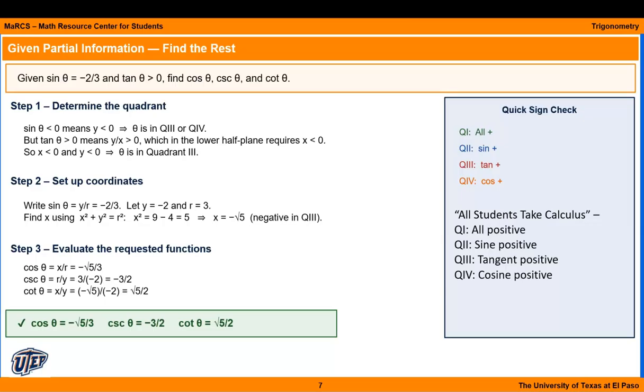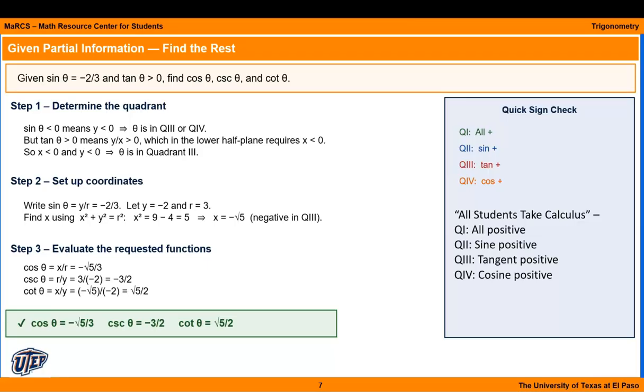Now let's work with partial information. Suppose we are given sine of theta is equal to -2 over 3, and tan of theta is greater than 0. We begin by first identifying the quadrant. Since sine is negative, y is less than 0, which places us in quadrant 3 or 4. Since tan is positive, y over x is greater than 0, which means x and y have the same sign. Because y is negative, x must also be negative, so the angle lies in quadrant 3.